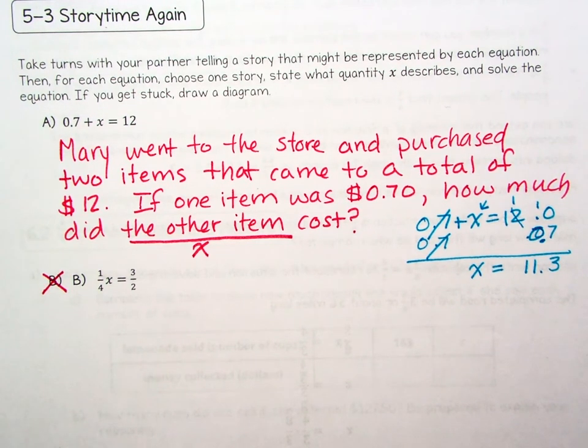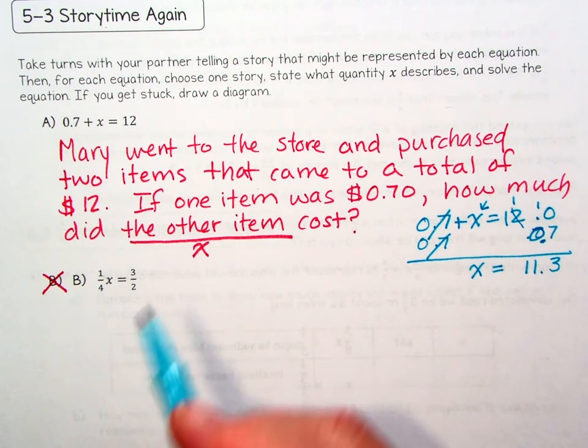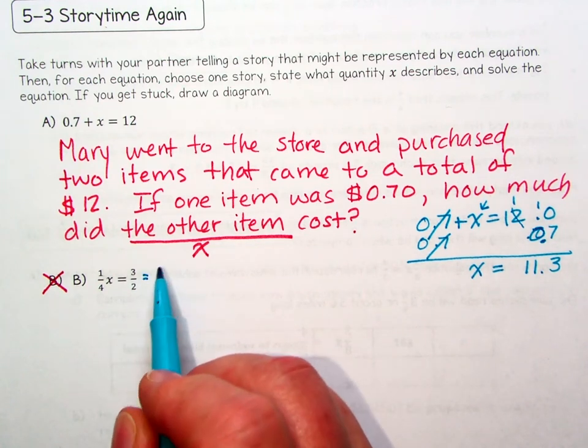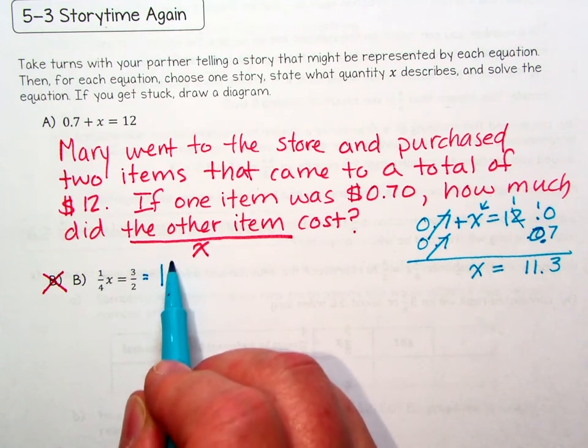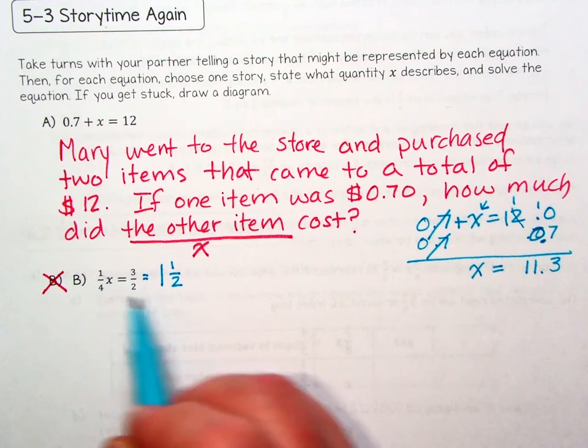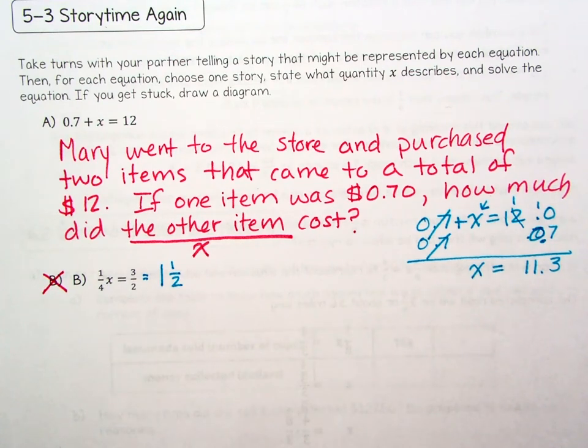All right. Now let's look at B. B is a little trickier. But like I said, you could think about this in terms of pizza, bottles of water, cookies, something that's easy to envision using fractions. So this means 1/4 of some number is equal to 3/2. Another thing that might help you if you're trying to visualize this is to think about 3/2 as a mixed number. It means 1.5. So 1/4 of something is equal to 1.5. See if you can come up with a story for that.